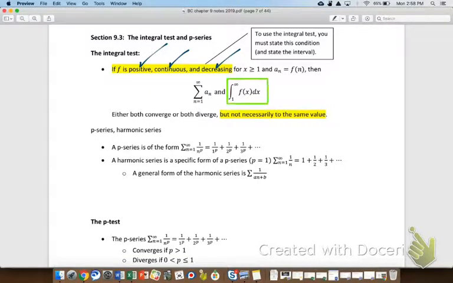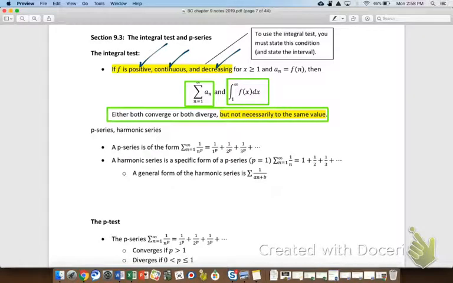Okay, so if those 3 conditions are in place, then if the integral converges, the series converges, or if the integral diverges, the series diverges. And I hope that you're listening right now, because what I'm about to say is a common screw-up. The series and the integral will both converge or both diverge, not necessarily to the same value. Pretty much never to the same value.